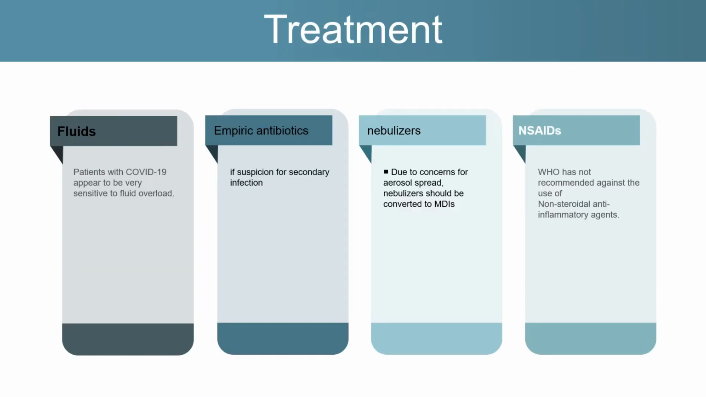To the treatment part, fluids. It appears that patients with COVID-19 are very sensitive to fluid overload. So it's recommended here, if the patient is normotensive, not to give IV fluid. And if the patient is hypotensive and clinically hypovolemic, we can consider a small dose of IV fluid. However, if he's hypotensive and clinically overloaded, it's recommended to give vasopressors for hypotension.